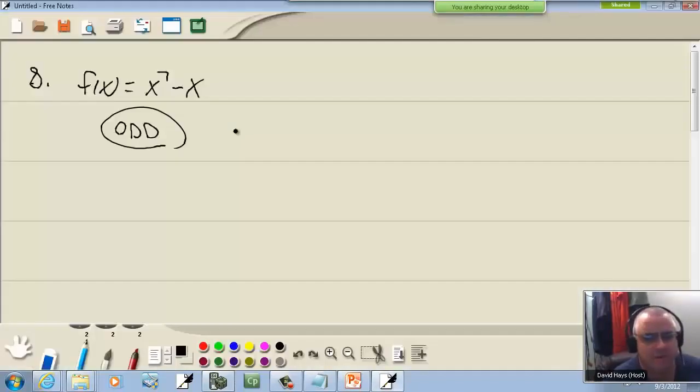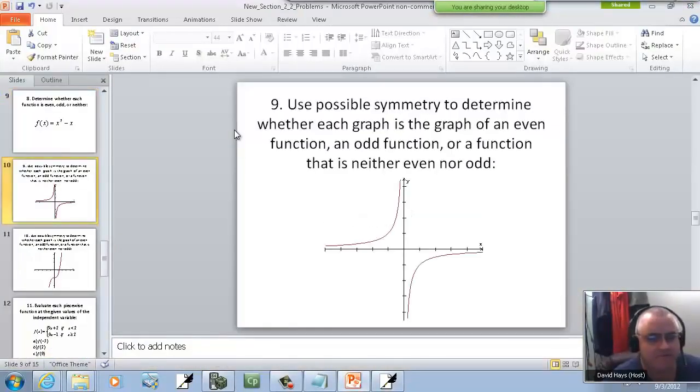Now these next problems just give you the picture, and you're to tell what's going on with it. It says use possible symmetry to determine whether each graph is the graph of an even function, an odd function, or a function is neither even nor odd. Well, it's definitely not even. If I take this piece right here, it's on my second quadrant, flip it across the y-axis, there's nothing for it to land on in my first quadrant. So it's not even. It is odd though. If I take this piece here, flip it across the y-axis, and flip it across the x-axis, it will land on this part of the graph down here. So number 9 is odd.